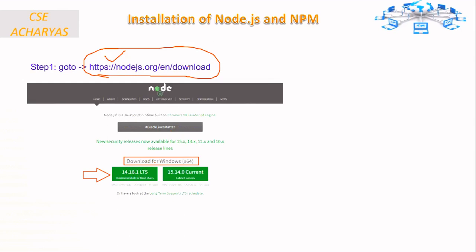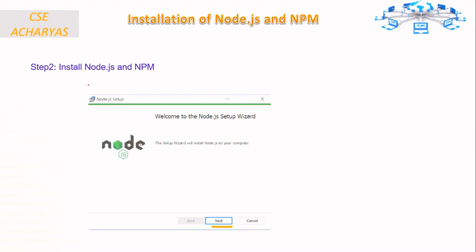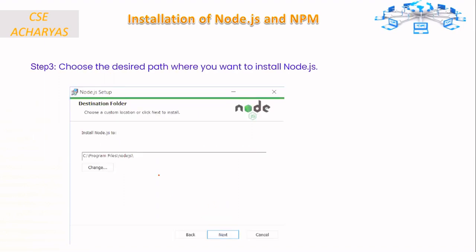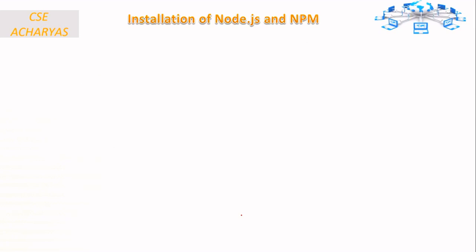If you want to install this Node.js in Windows, you have to select Windows. If it is a Mac OS, you have to select that operating system. Then install Node.js and npm. So click on next, it goes to the next, and you have to choose the desired path where you want to install Node.js. After selecting the path, click on next.